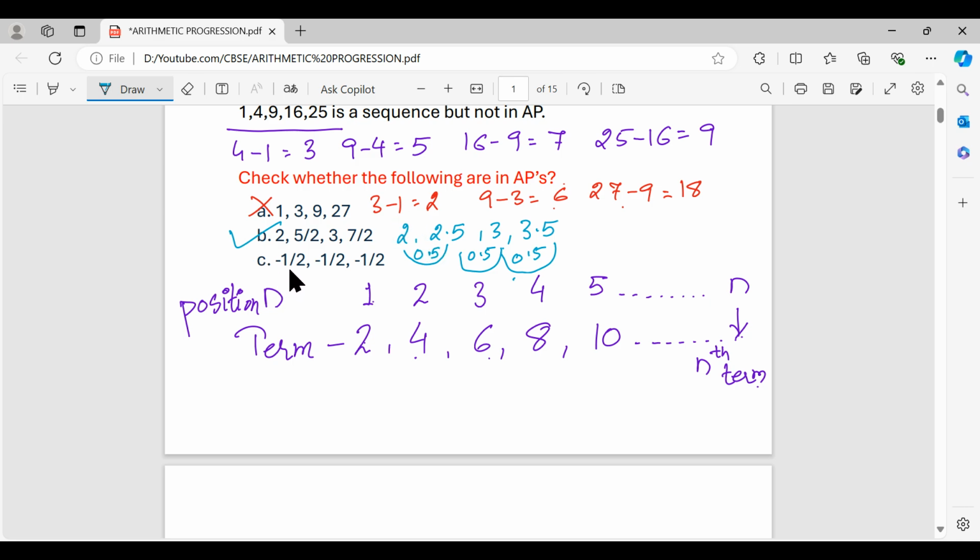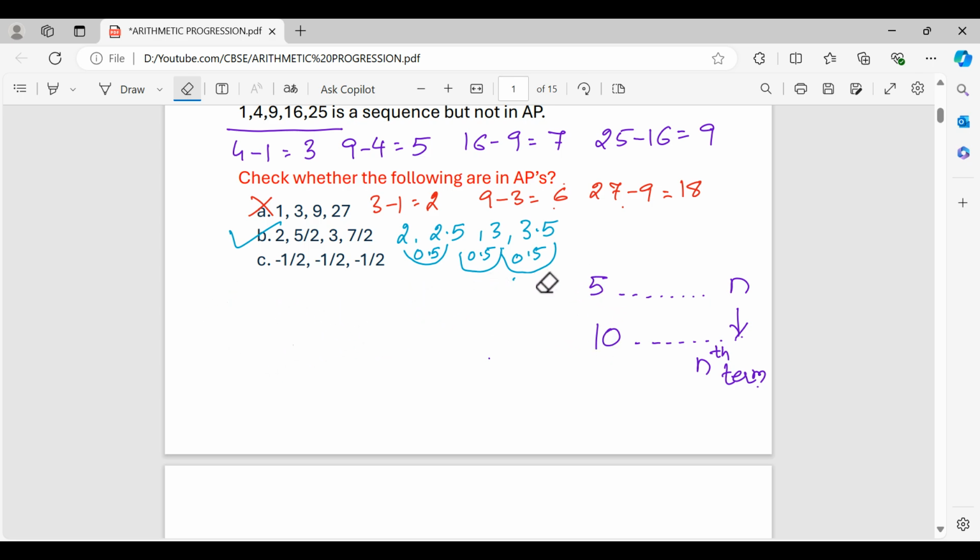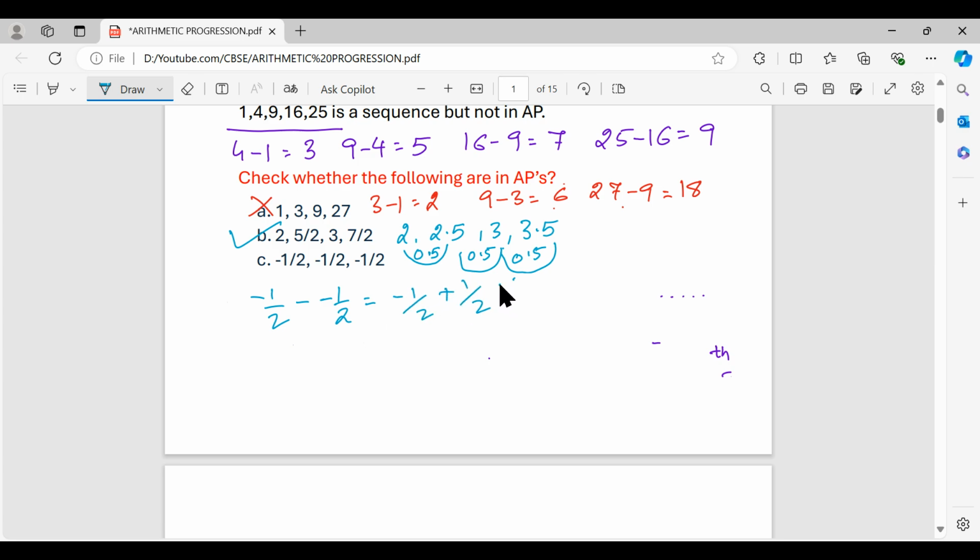Now let's see this one. Here you have minus 1 over 2, minus 1 over 2, minus 1 over 2. So all the terms of this sequence are the same. So we will have the same common difference. Minus 1 over 2 minus minus 1 over 2 gives minus 1 over 2 plus 1 over 2, and that is 0. The third term minus the second term, minus 1 over 2 minus minus 1 over 2, is again 0. So the common difference between each term is 0. So this is also an AP.